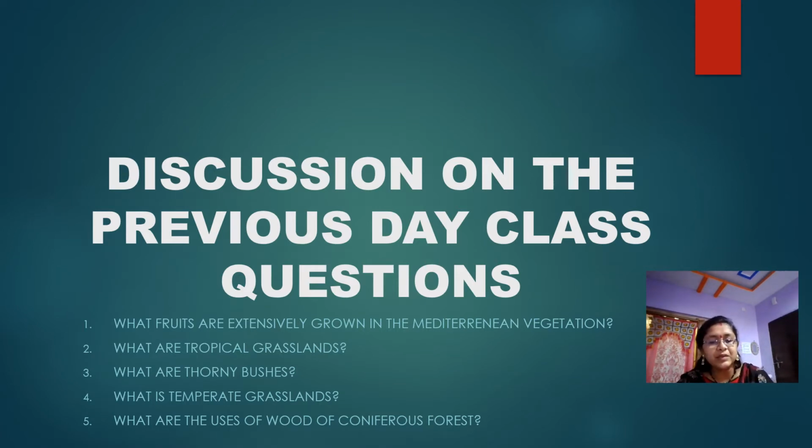And the use of the wood of coniferous forests is that we get pulp from the wood of the trees grown in the coniferous forest, and that wood pulp is used for making paper. We can also make newspapers with which we are able to read and write. So this is a recap of our previous class.